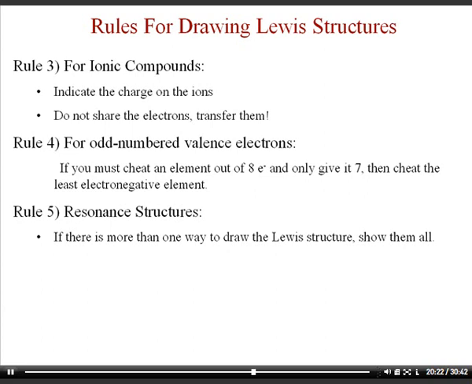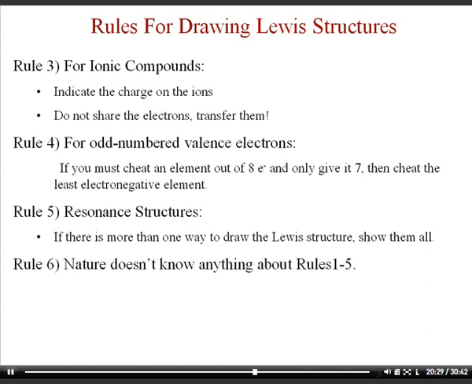And then there's rule number 5, resonance structures. If there's more than one way to draw a Lewis dot structure, you have to show them all. I have an example of Lewis structures on the next slide or two. And then rule number 6 is kind of a funny rule. It says nature doesn't know anything about rules 1 through 5. These are man-made rules about where we think the electrons are located, and nature doesn't really follow the rules sometimes. These are Lewis theories about where they're going to be, and they're not really laws. These are just models for us to use in order to represent the bonding.